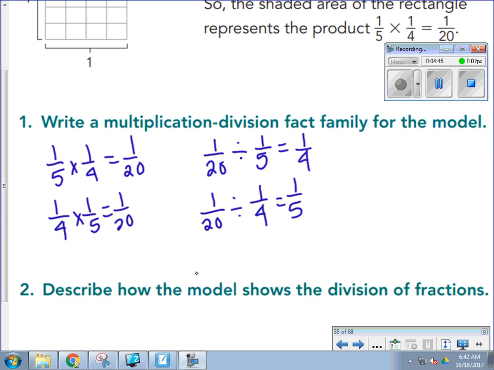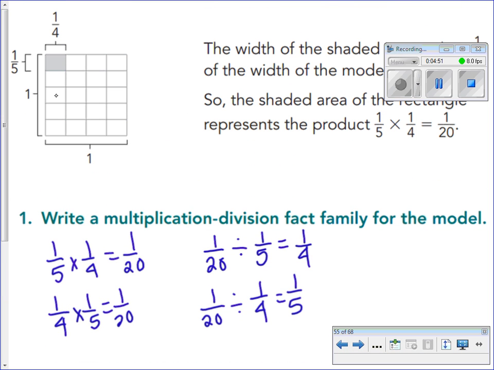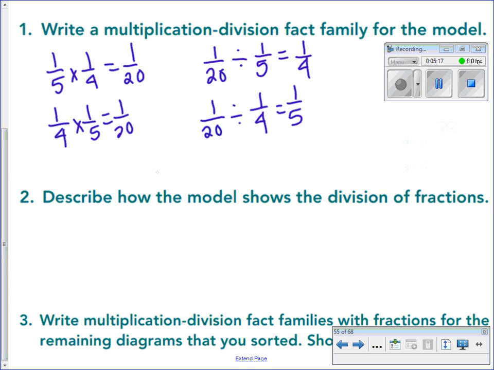So how does the model show the division of those fractions? Well, rather than counting it as a whole, rather than counting 4 by 5, we counted the number shaded out of the whole. And 1/4 is shaded this way, and 1/5 is shaded vertically. That means 1/20th, one rectangle, is shaded out of the whole. Make sure you explain that here.